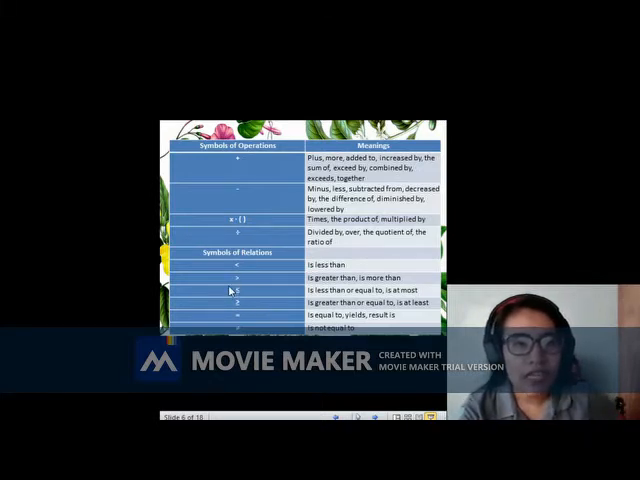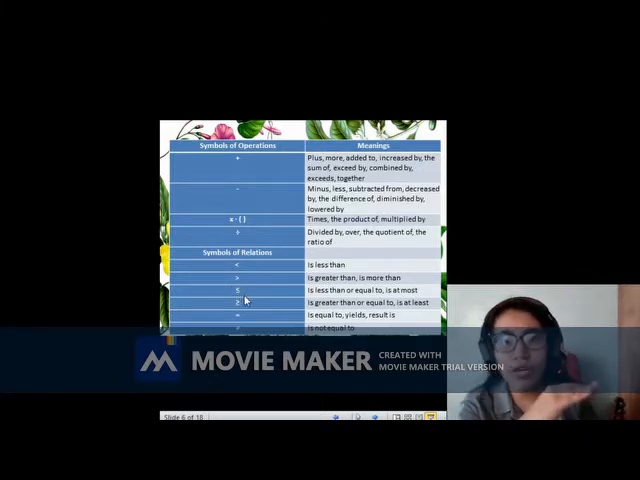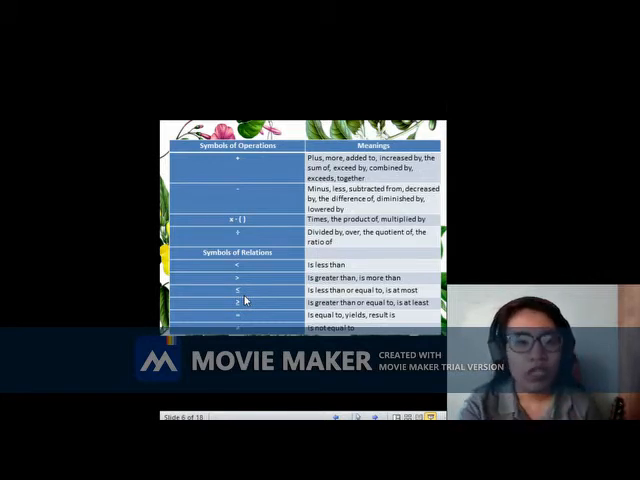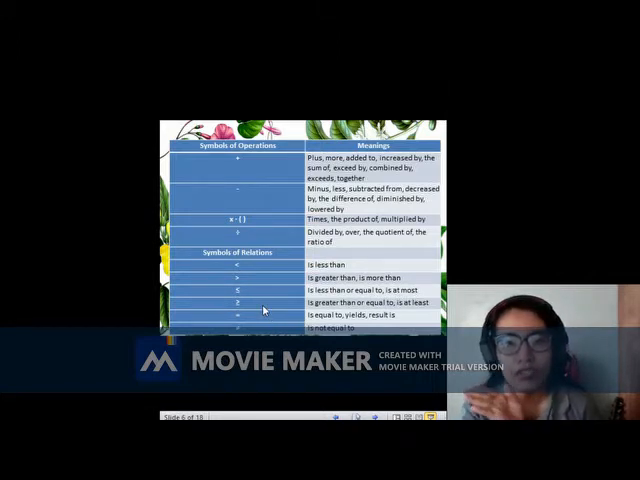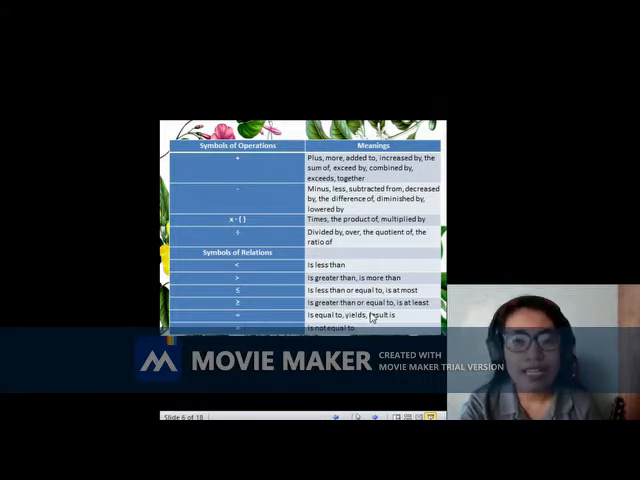Next, we have here an arrow to the left again, but with an underline below. This time it means "is less than or equal to", or in an easier term, "is at most". And when you see an arrow to the right with an underline below, it means "is greater than or equal to", or "is at least".